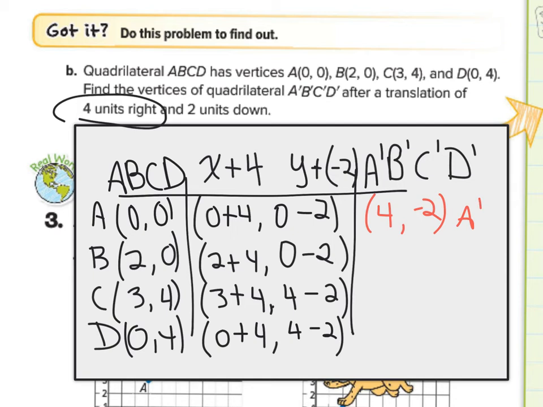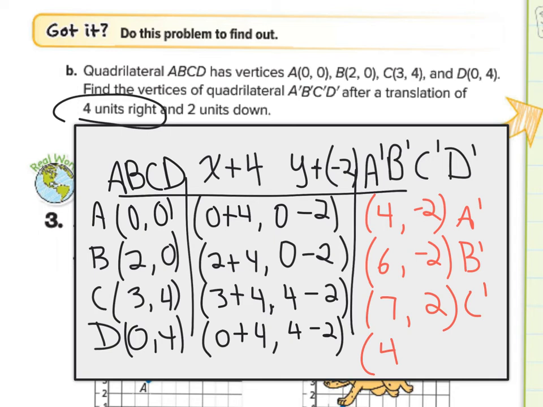2 plus 4 is 6, minus 2. That's my B. 3 plus 4 and 4 minus 2. So 3 plus 4 is 7, and 4 minus 2 is simply +2. That's my C. And then 0 plus 4 is 4, and 4 minus 2 is 2, and that is my D1. And there we go. I have my translation now.